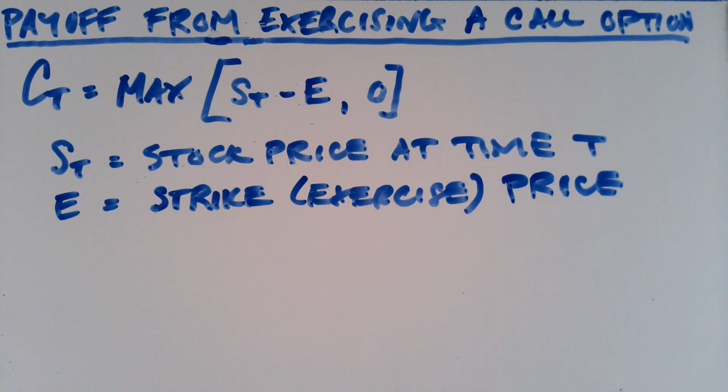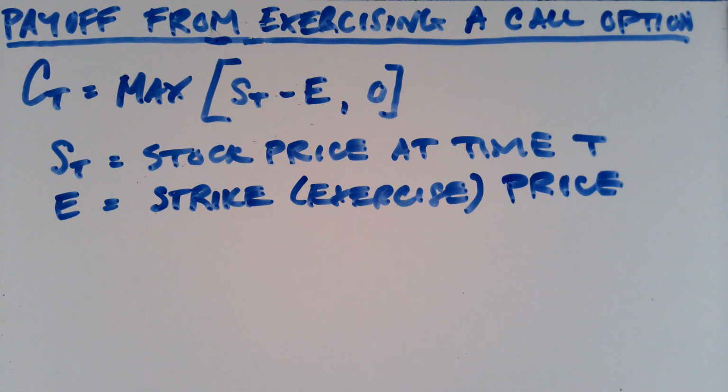First, let's look at the payoff from exercising a call option. We can say it's either the maximum of ST minus E or 0. Well, what does that mean? Well, S sub t is the stock price at time t. So let's assume that right now we are at time t.